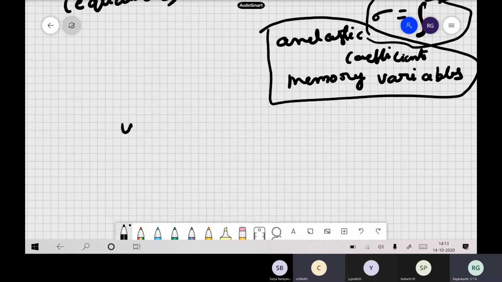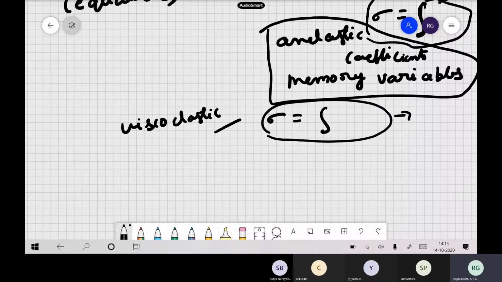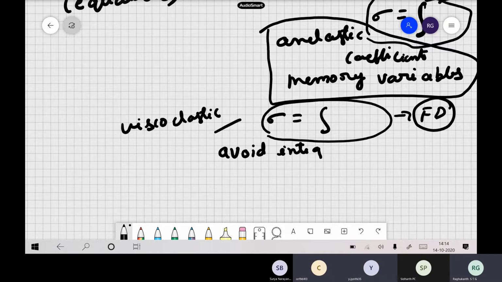For any viscoelastic material, how do you write the stress strain relation? There are several ways you can write it, in terms of an integral, that is a convolution format. But how do you represent integrals in finite difference? You cannot represent an integral in the finite difference approach. Finite difference starts with Taylor series expansions, so representation of integrals is a big headache. What did we do? We tried to avoid integrals. So how do we avoid integration?